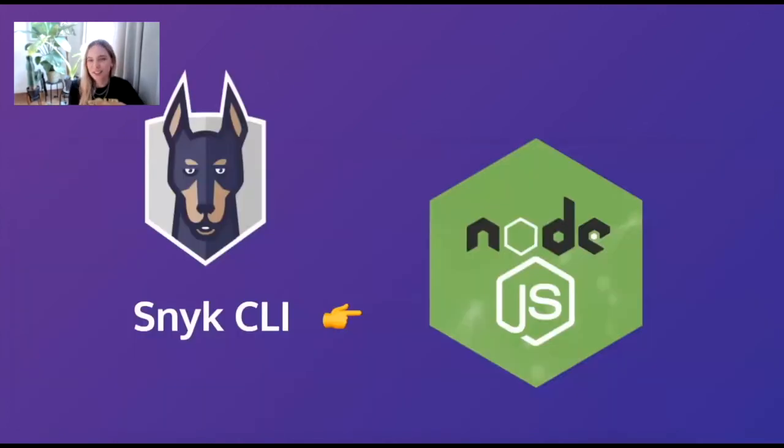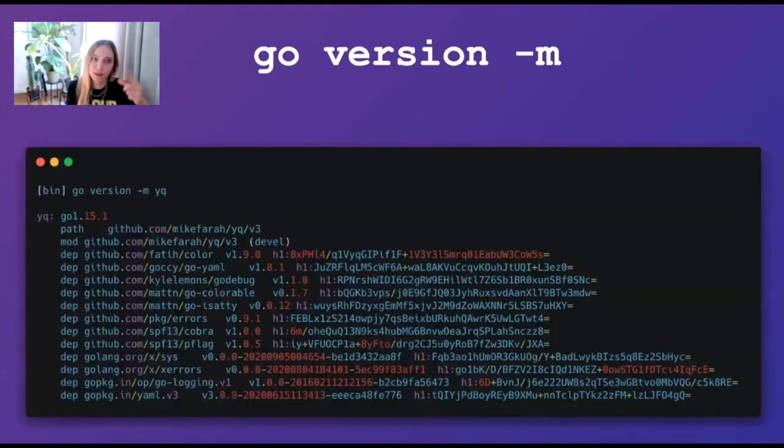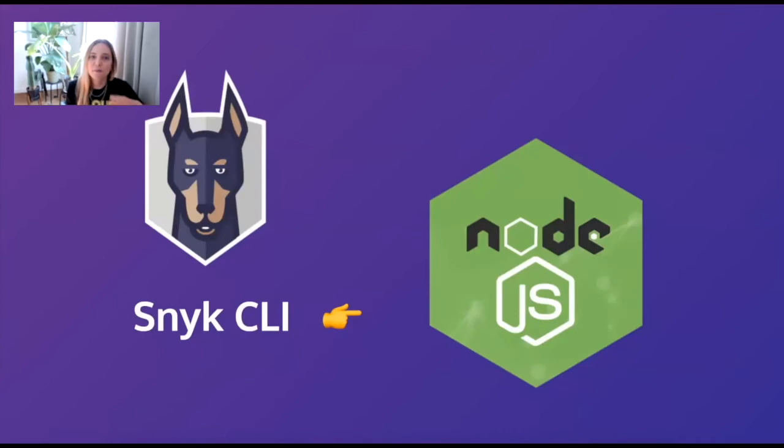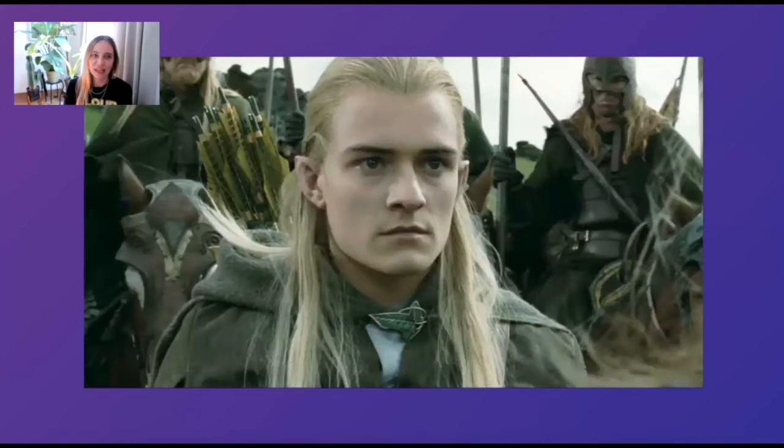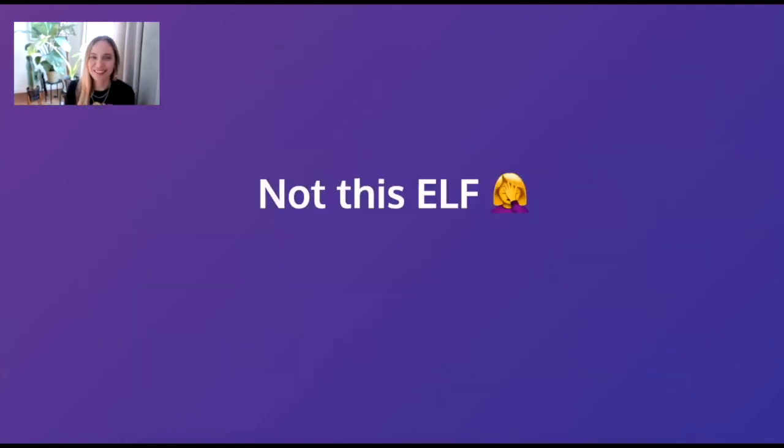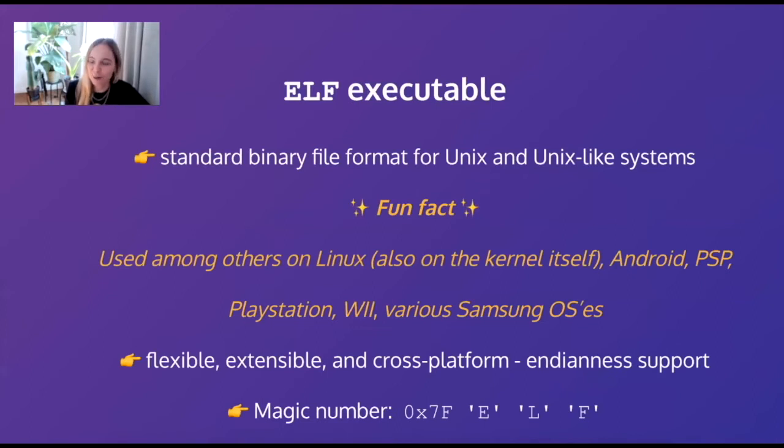The challenge for Snyk, for our squad, me and Daniel, was that the Snyk CLI is actually written in Node.js. So we needed to replicate the functionality of go version -m. What we see here is actually available in the Go source code, and we needed it in our Node code. But now let's first of all take a look at the ELF binary format. Oops, not that ELF, another ELF. ELF executable. Oh, my puppy, hello.